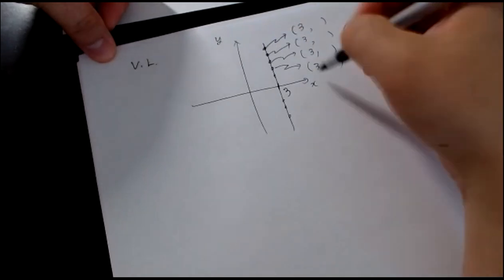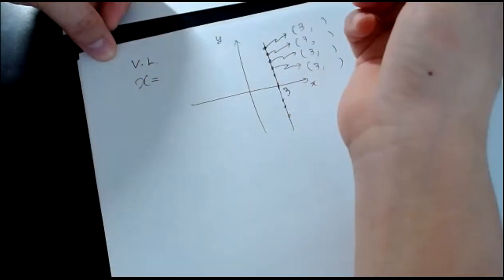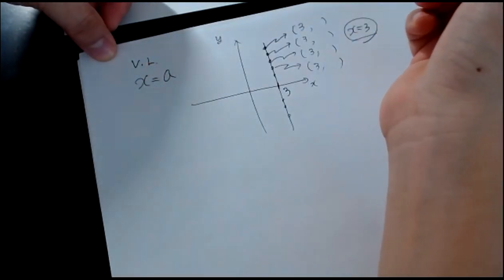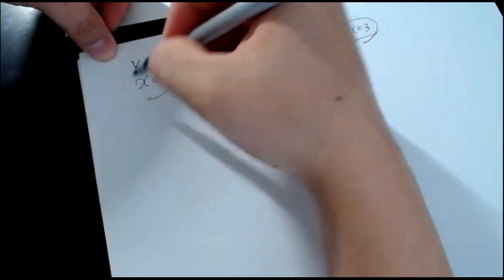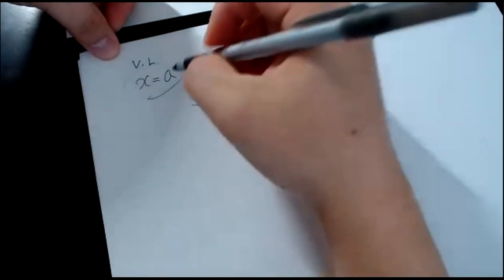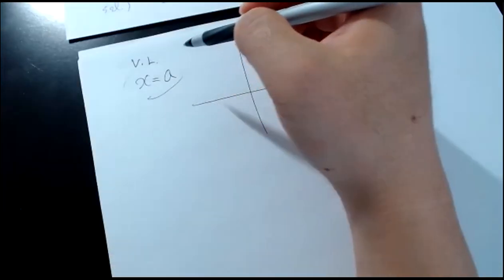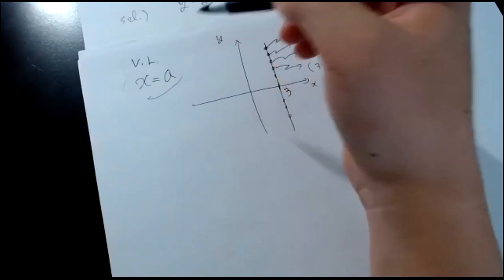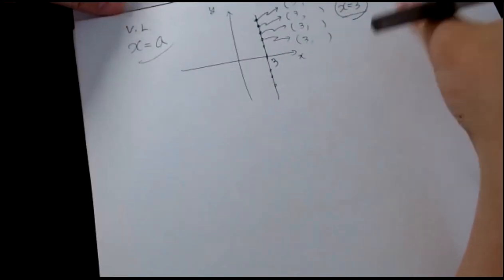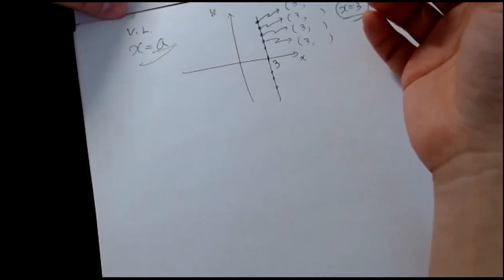Okay, so generalize this. The equation of vertical lines, we can say x equals a, just a number. And this is a vertical line passing through x equals 3. So a doesn't mean the x coordinate of the x-intercept. No. Keep in mind this. Do not be confused. So a represents any certain x value.